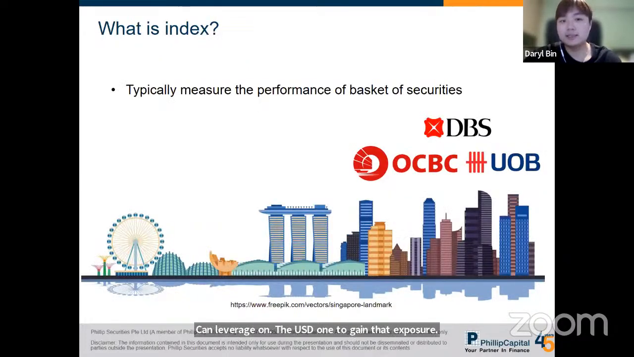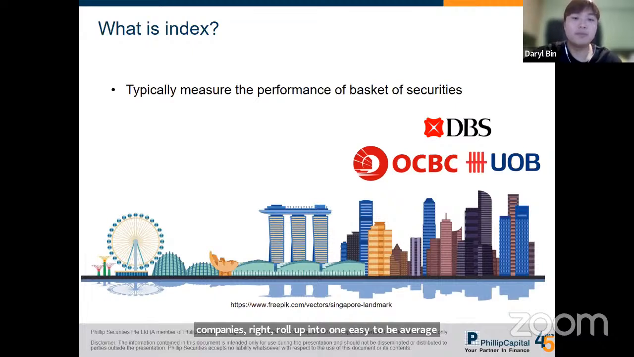Moving on, index. So what is an index? This is a method to track the performance of a group of assets, or rather a method to measure the performance of a basket of securities. Let's use STI, which is Straits Times Index, as an example. STI is a market capitalization weighted index that tracks the performance of the top 30 companies listed on SGX. Currently there are over 600 listed companies on SGX, but STI only tracks the top 30. So all these 30 companies roll up into one easy to read average price.